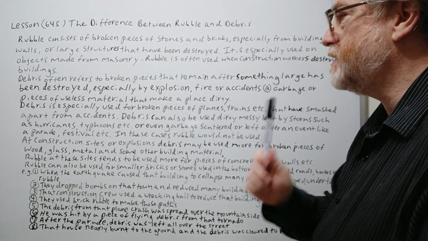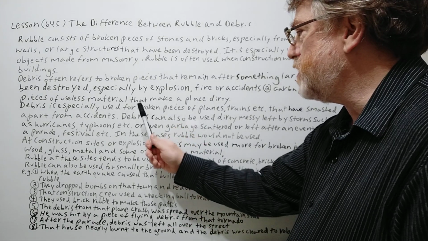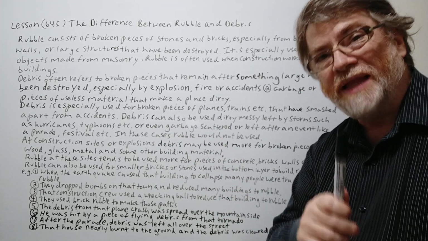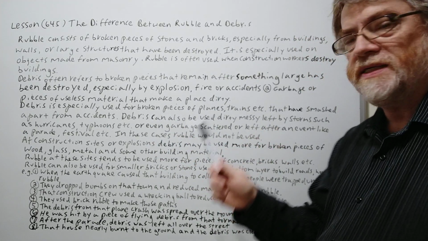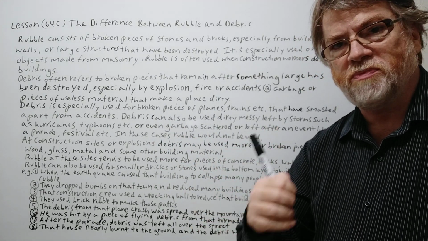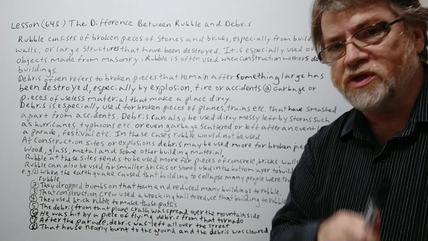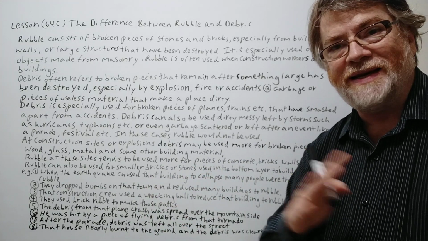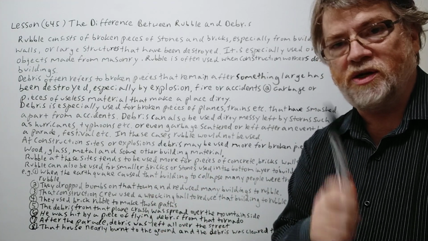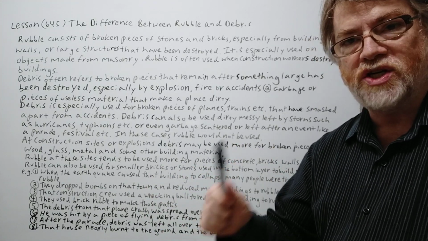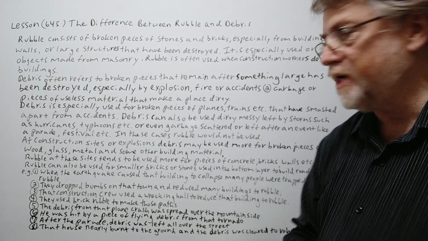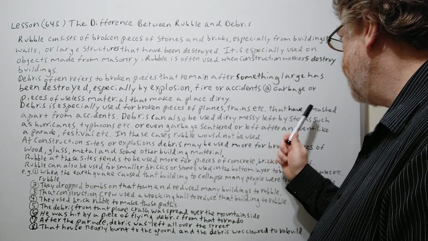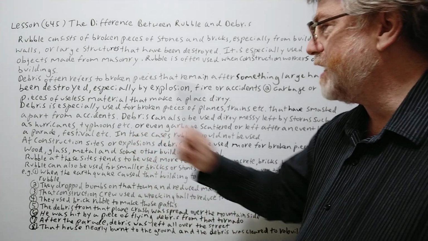Okay, let's continue. Debris is especially used for broken pieces of planes, trains, etc. So if some form of transportation crashes, we will use debris. We definitely won't use rubble for that. There's no masonry, nothing like that. So only debris for like crashes or accidents of transportation that may have smashed apart from accidents.